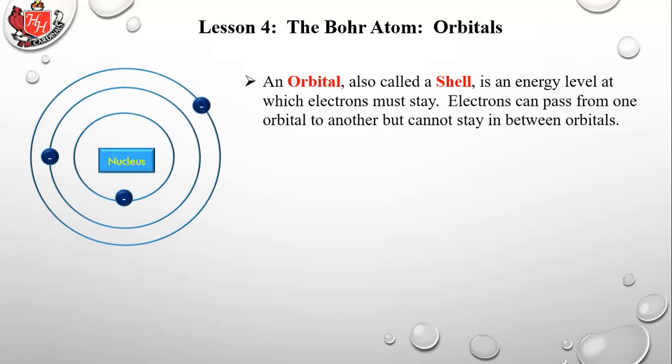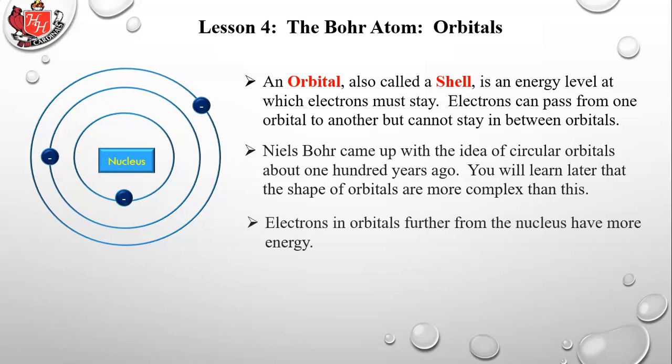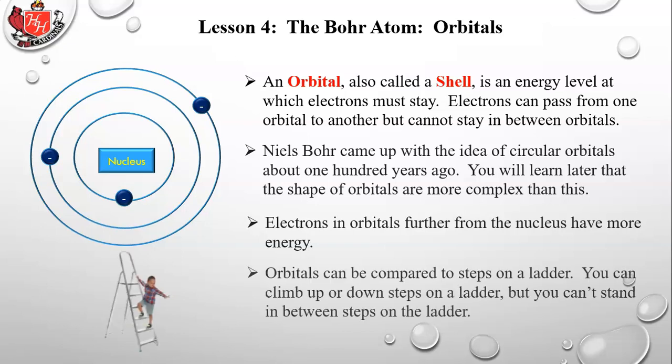So an orbital, also called a shell, is an energy level at which electrons must stay. Electrons can pass from one orbital to another, but cannot stay in between orbitals. Niels Bohr came up with the idea of circular orbitals about 100 years ago. You will learn later that the shape of orbitals are more complex than this. Electrons in orbitals further from the nucleus have more energy.